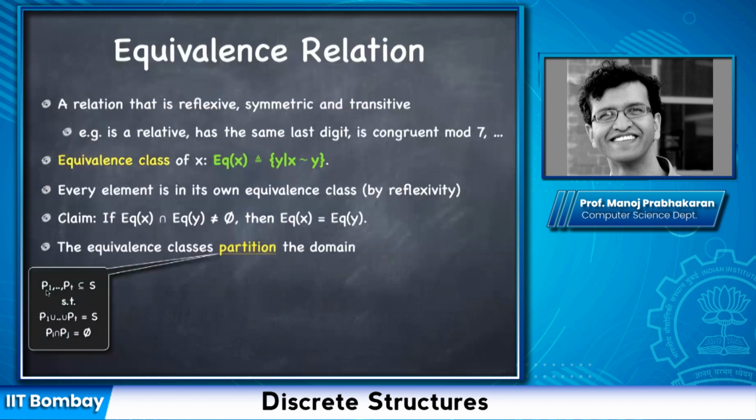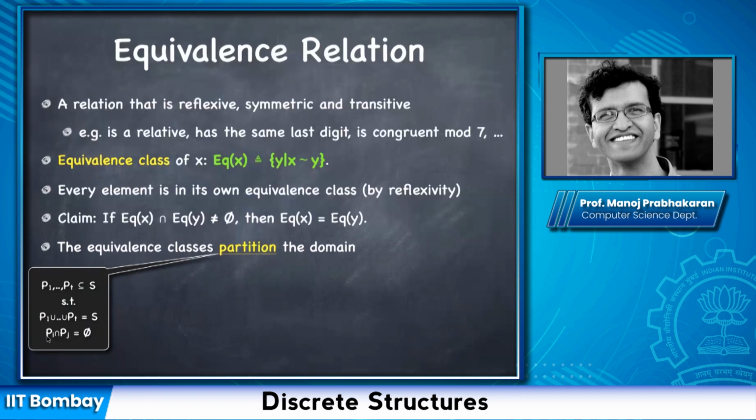So a partition is a bunch of subsets of S. Here I'm calling them P1 to Pt: distinct subsets of S, such that together they cover the entire S. So their union is all of S, namely every element in S belongs to at least one of these sets, P1 to Pt. On the other hand, these sets are all pairwise disjoint.